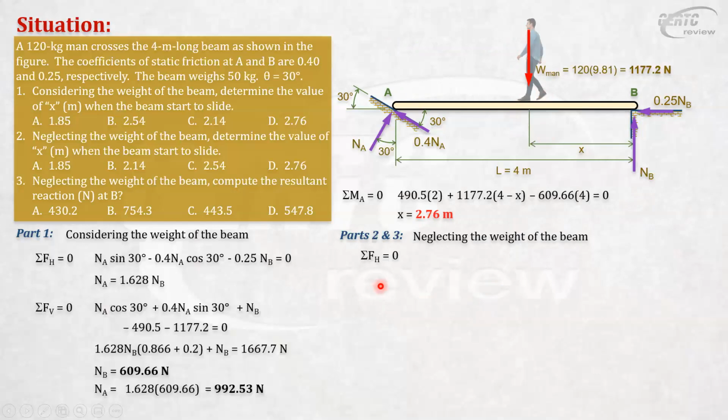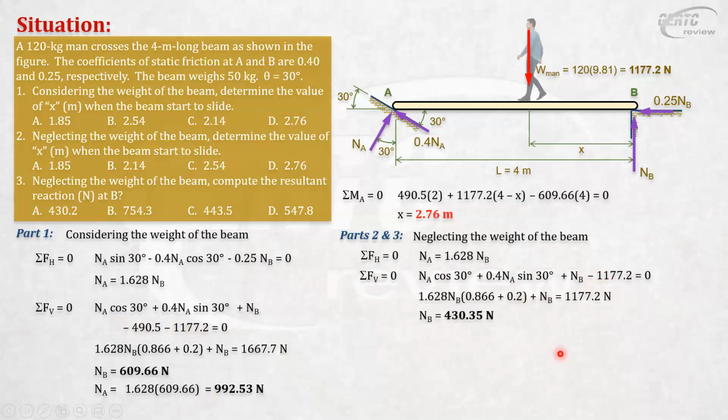So summation of forces horizontal zero, you will be using the same equation. Of course, you will get the same equation here. I will not show na lang dito. So ito na yun. And summation of forces vertical zero. The same equation except for this term. Okay, I hope you can follow. Wala na to. Yun lang. Then, the same process, factoring out, combining like terms, solving for NB, it will be 430.35, and your NA, substitute that here, is 700.61. Then, once again, just like how we did it here, summation of moment about A equals 0, then we can solve for the value of X.